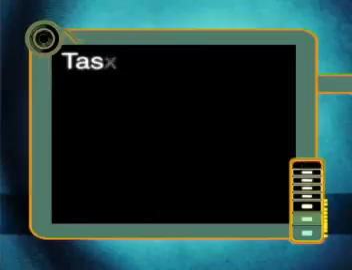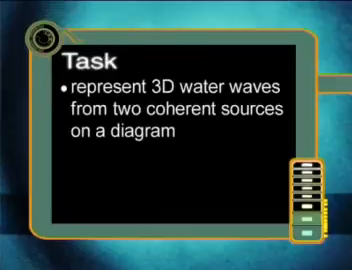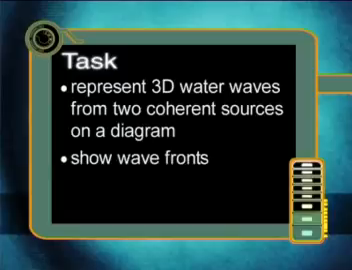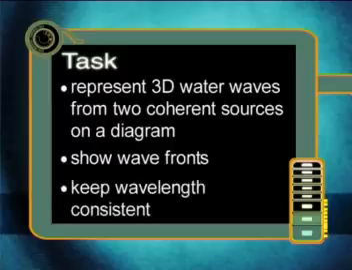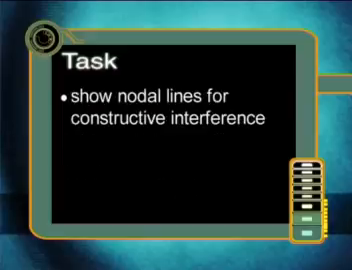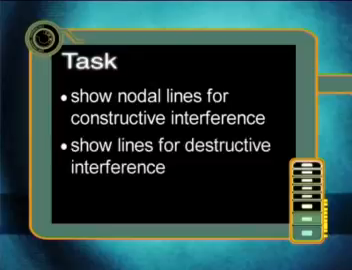So, to summarize your task, you will represent three-dimensional water waves formed by two coherent sources on a diagram. Show the wavefronts radiating outwards. Make sure that the wavelength is consistent between the wavefronts. Identify the nodal lines which show constructive interference and identify the lines showing destructive interference.